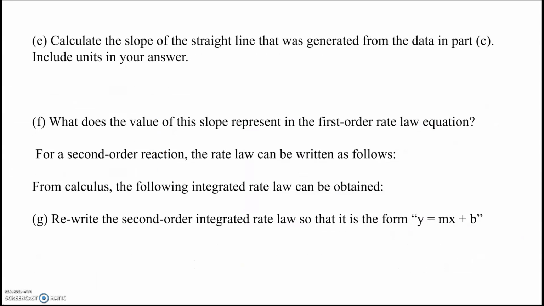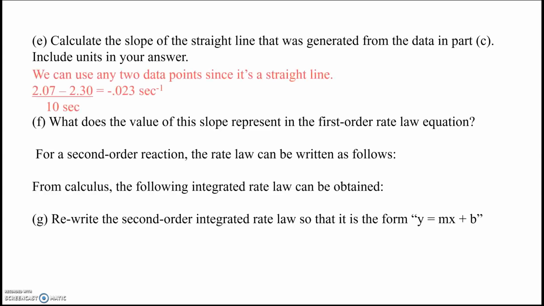All right, we want to calculate the slope of the straight line that was generated from this data and include units. And I can use any 2 points on the data because it's a straight line. So 2.07 minus 2.3 divided by 10 seconds, I get negative 0.023 reciprocal seconds. It's negative because it's disappearing. What does the value of the slope represent? It represents the rate constant k.